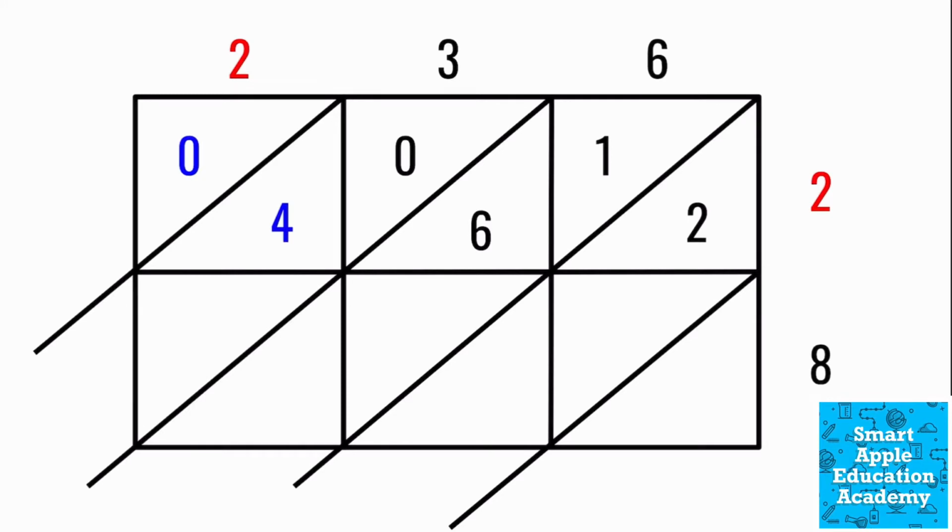Now that this box is filled out, let's move on to the box on the bottom right-hand corner with the sides of 6 and 8. What is 6 times 8? 6 times 8 is 48, so we're going to put 48 in that box. We're going to put 4 in the first triangle and 8 in the second triangle.